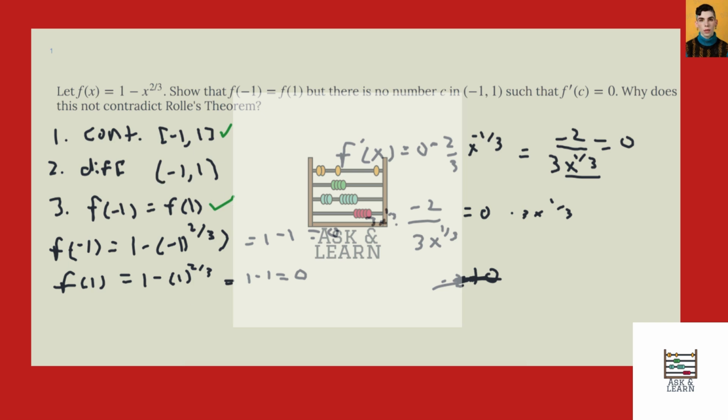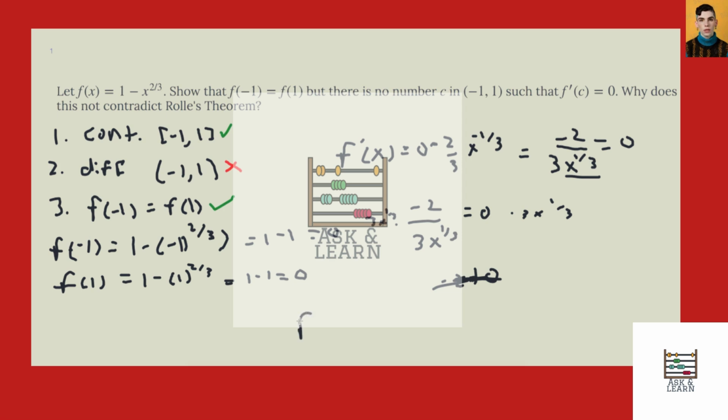So what's actually happening here is that this second condition is not satisfied. Initially it seems like it is differentiable and we can take a derivative, but there's no point in which it is equal to 0. There's no f prime of c that equals 0.